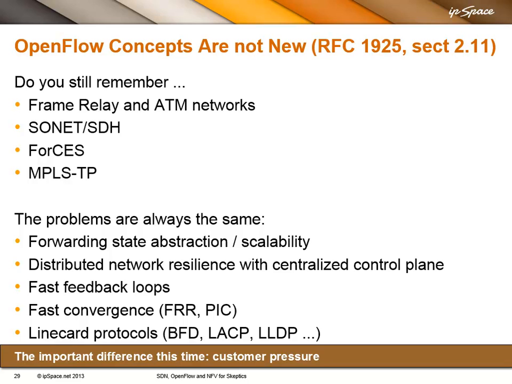Then there's the question of, how do I handle fast feedback loops and fast convergence? And finally, there's the question of, how do I detect link failure that doesn't result in layer 1 interface failure? In almost any technology, we had in the end some node-to-node signaling that was used to detect data plane failure or transmitting hardware failure. And all these things will have to be reinvented in OpenFlow. The important difference between, for example, Forces or MPLS-TP and OpenFlow is, on the other hand, that this time there is real customer pressure. So this time it's customers asking for OpenFlow and not vendors or IETF workgroup members dreaming about something like Forces, which was never implemented by any major vendor.